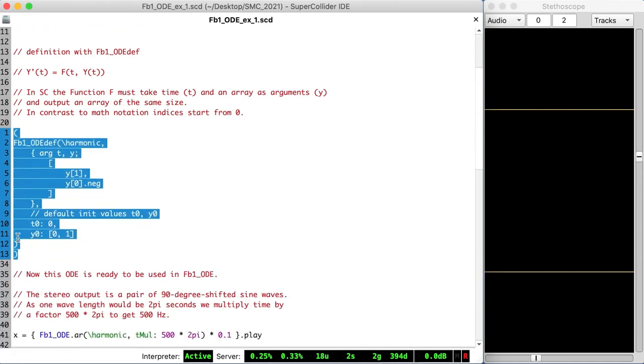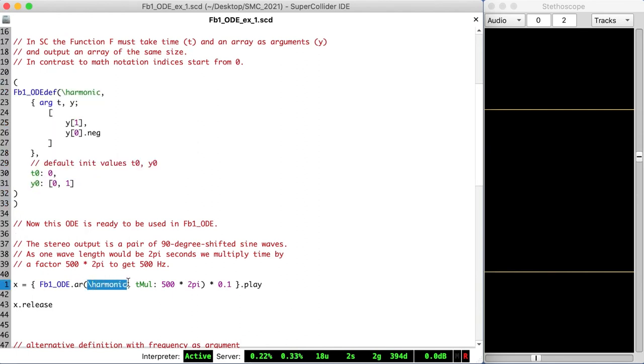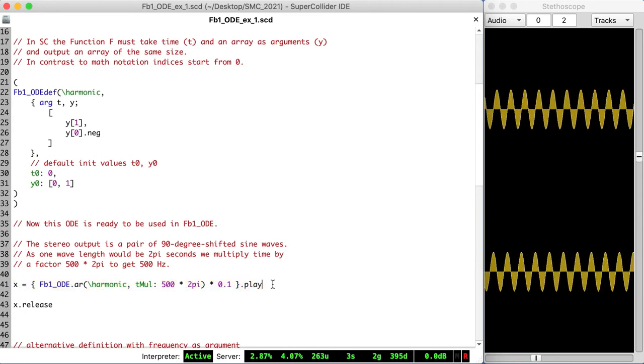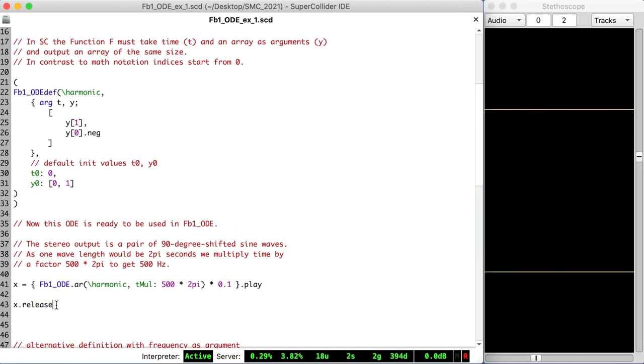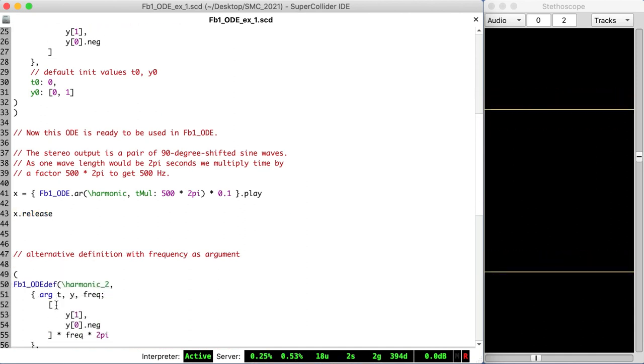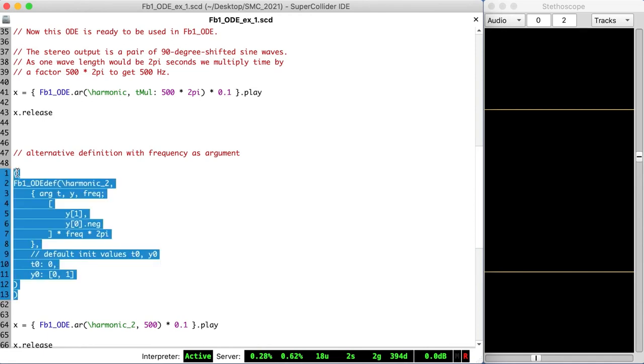After evaluation, this ODE is ready to be used in FBn ODE. We have to pass the symbol, and we have to define time scaling to get an audible frequency. Alternatively, the frequency can be defined as an argument. Then we can just pass the frequency to the FBn ODE.